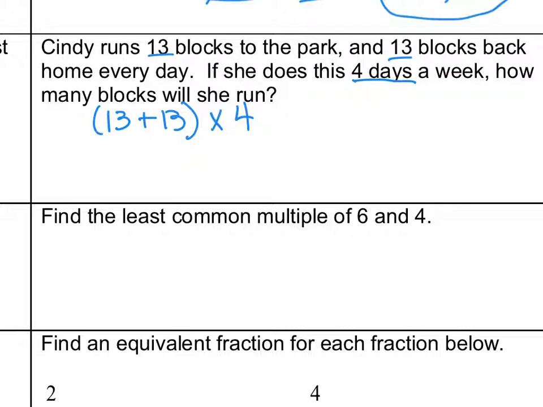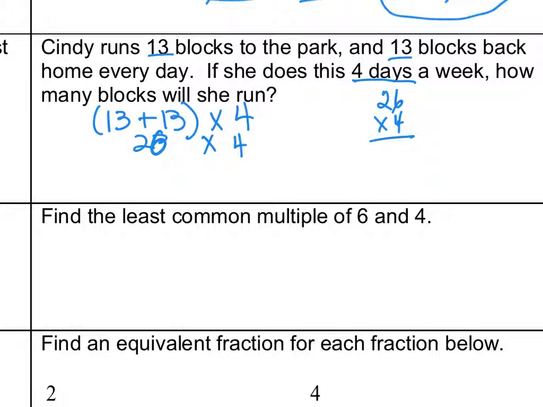So we've set up our expression. 13 and 13 is 26. Bring down our times sign and our 4. And 26 times 4. Now you could go ahead and be thinking 25 times 4. You know that's 100, right? And it's 4 more than that because we had 1 left over and 4 sets of those. So that's a quick way to do it.